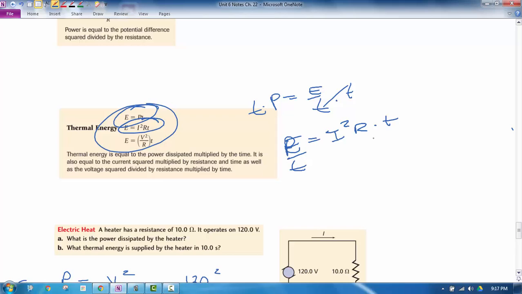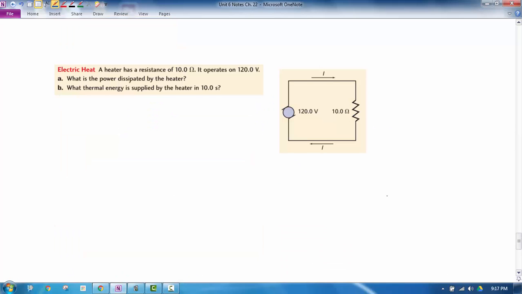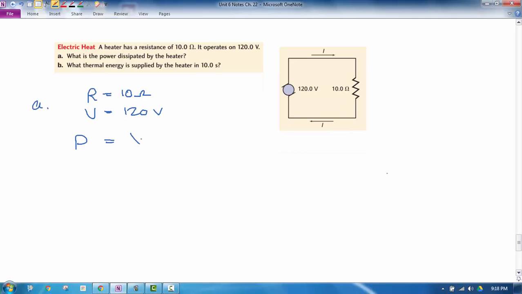So let's look at an example then. A heater has a resistance of 10 ohms, so we're given the resistance. We're also given the voltage is 120, and we're asked about power. So we're going to look at a power formula that involves voltage and resistance. That would be V squared over R. So we have 120 squared over 10, which gives us 1,440 watts.